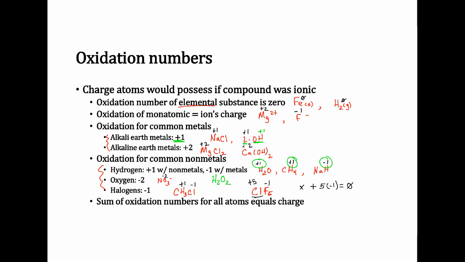So if you have a molecule where a halogen is your central atom, make sure you're going through and double checking what its oxidation number is. It's not just going to be -1.